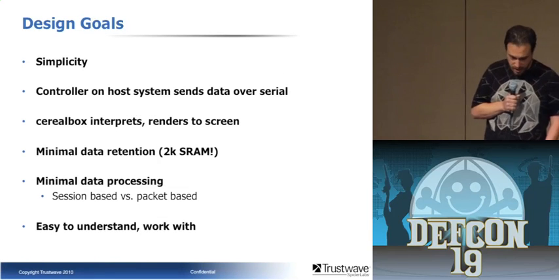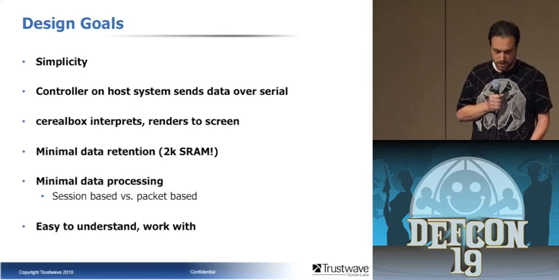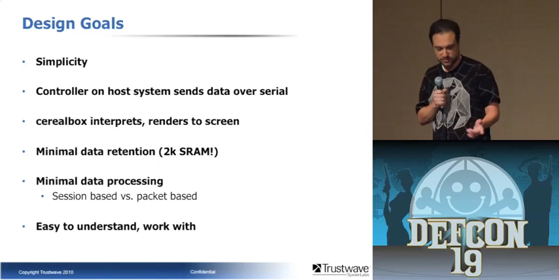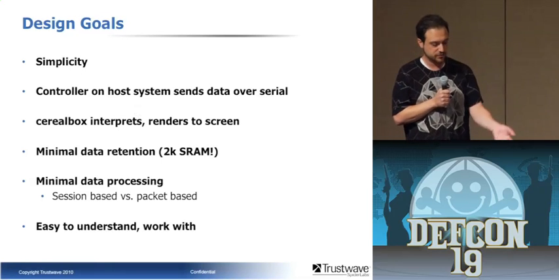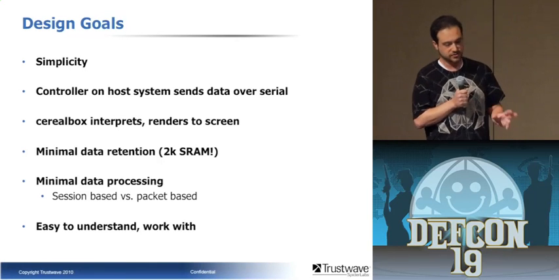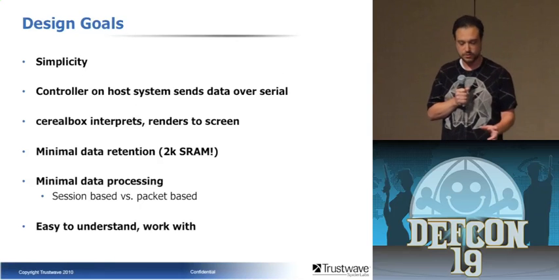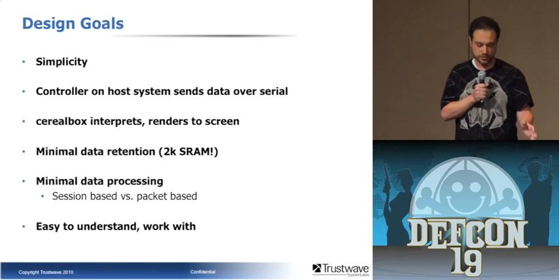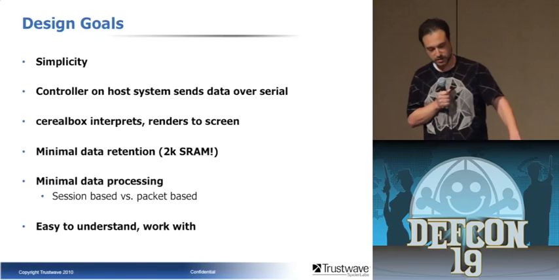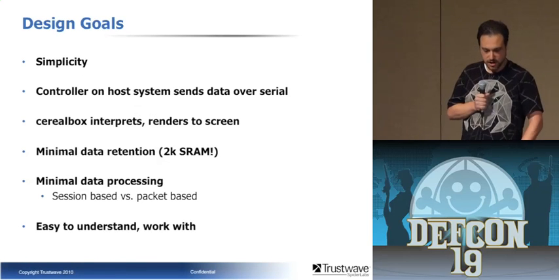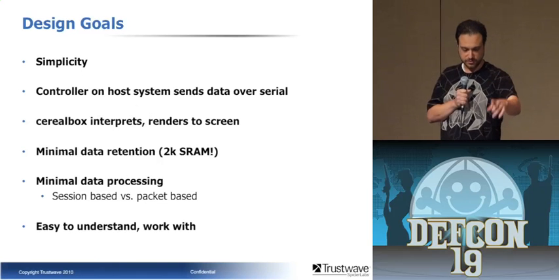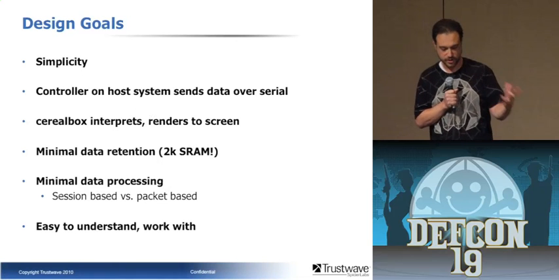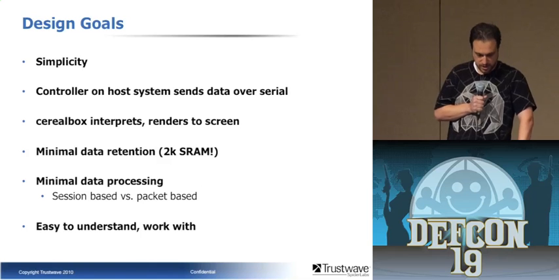So the design goals have to be simple. I'm going to send stuff from the host. The host, of course, can't sniff, it's just USB, so I have to have a sniffer on my own box. But then the sniffer is going to send whatever data I'm interested in over the serial link, and it's going to render it on the Arduino. The serial box, the code running on the Arduino, is in charge of rendering that to the screen. That's its job: to render anything I send it to the screen.